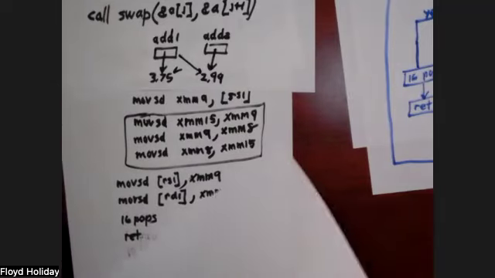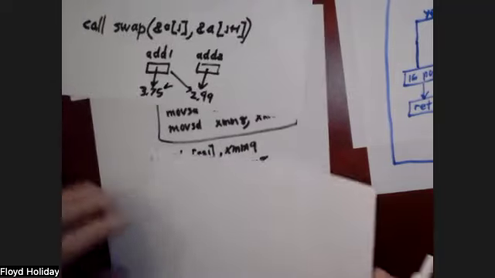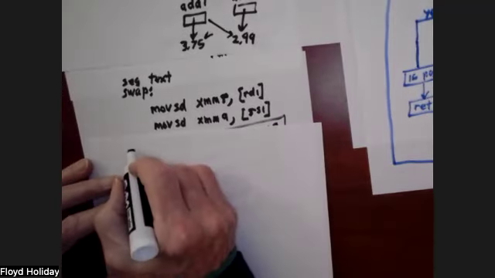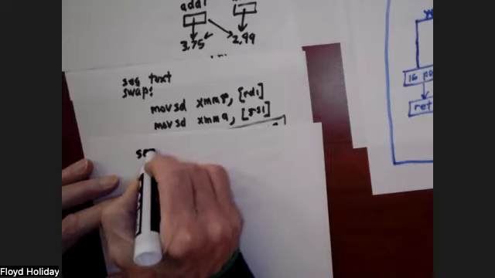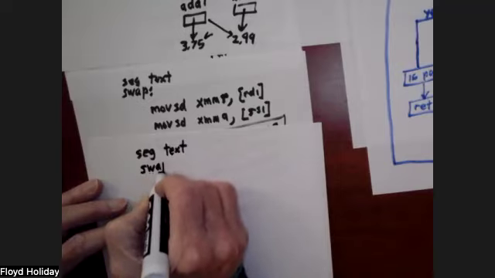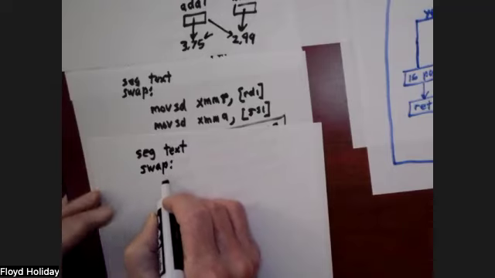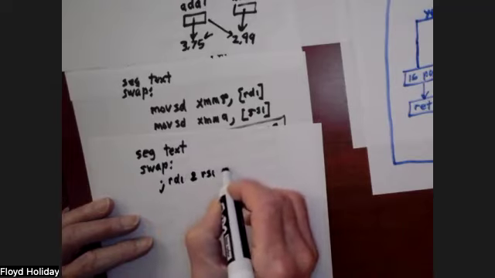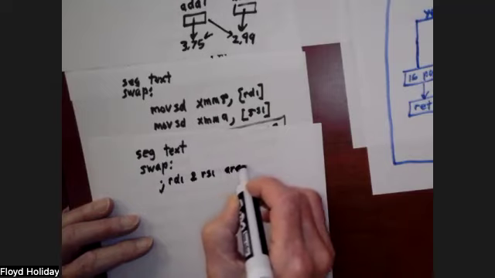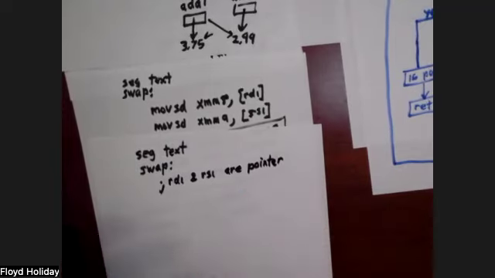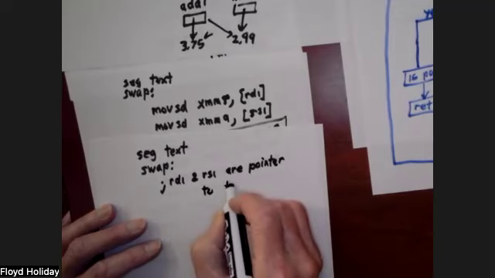I didn't know what it was. Okay, so here's swap. It arrives, this is the second revision. Swap. Okay. The important information is RDI, this is a comment, RDI and RSI are pointers to two floats.